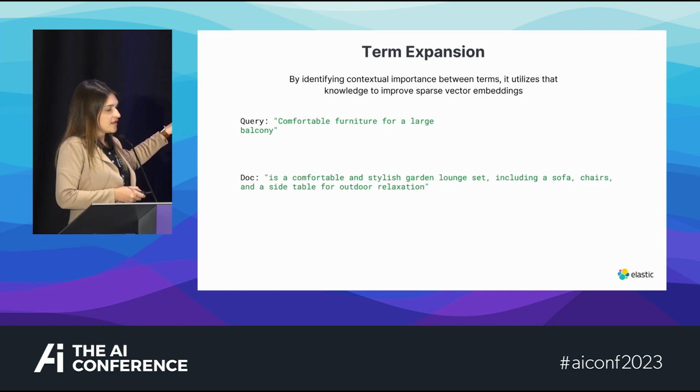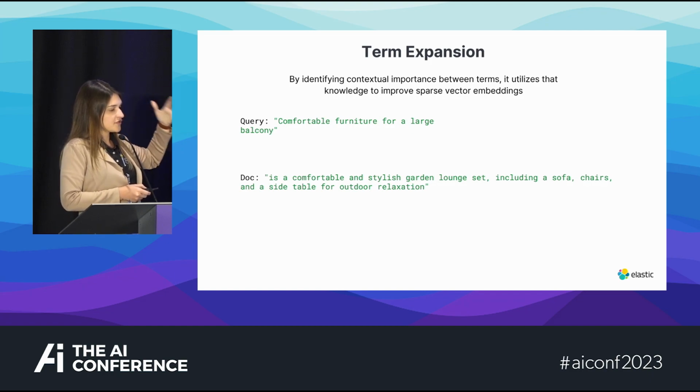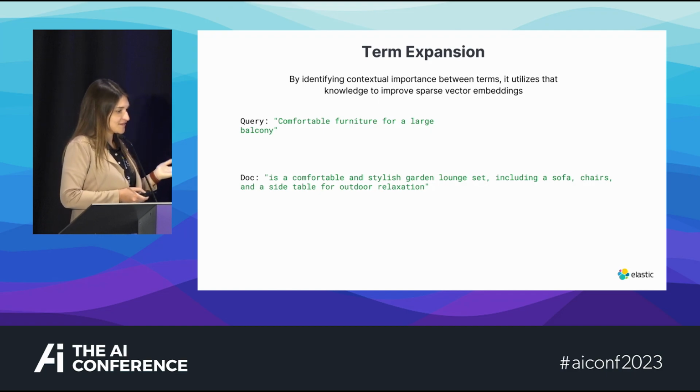We have a query, comfortable furniture for a large balcony. Let's consider that this is an e-commerce website and the person is looking for it. This is one document, of course, you would have more, otherwise this is a match. But then the document says, is a comfortable and stylish garden lounge set, including a sofa, chairs, and a side table for outdoor relaxation. Well, this is definitely comfortable furniture for a large balcony, so, I mean, it works.